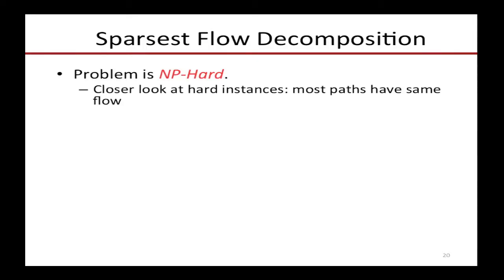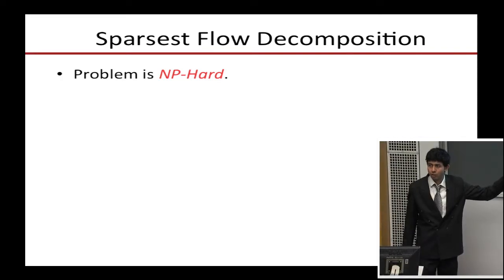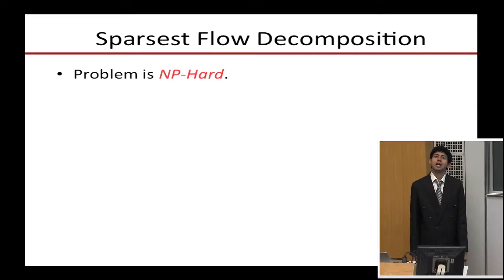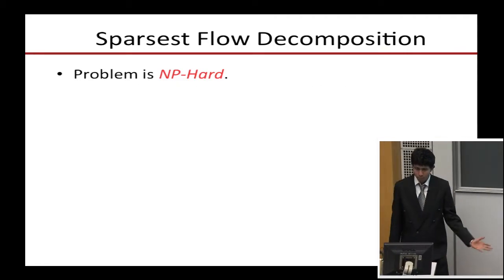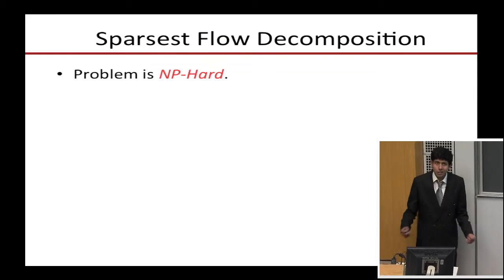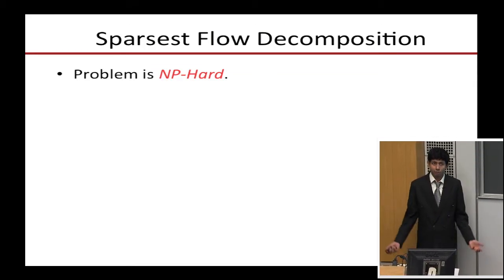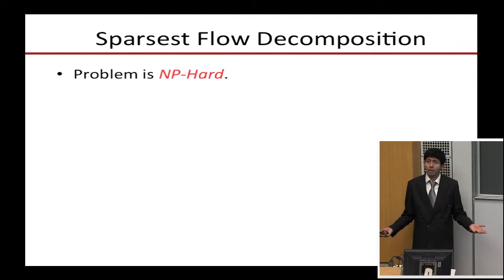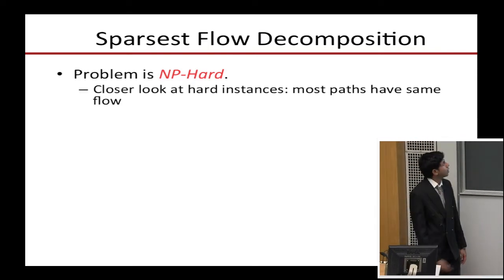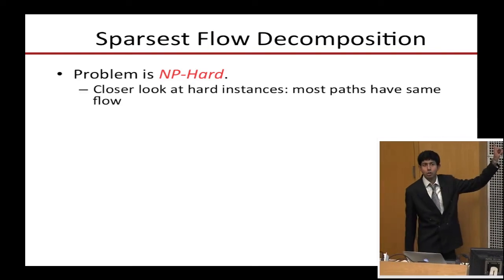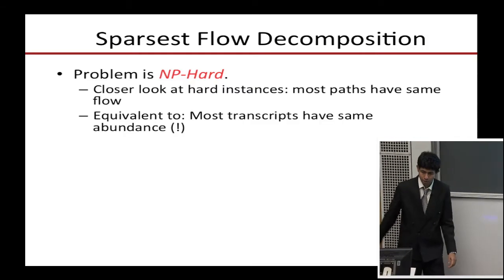And it turns out these people have studied this problem, the network theorists, and they've shown that this problem is NP-hard. OK, so the problem is NP-hard means that there are hard instances of the problem to solve. But we have to find out whether the instances that we are facing in the biology are these hard instances or are they the easy instances. So we take a closer look at these hard instances from the hardness reduction.